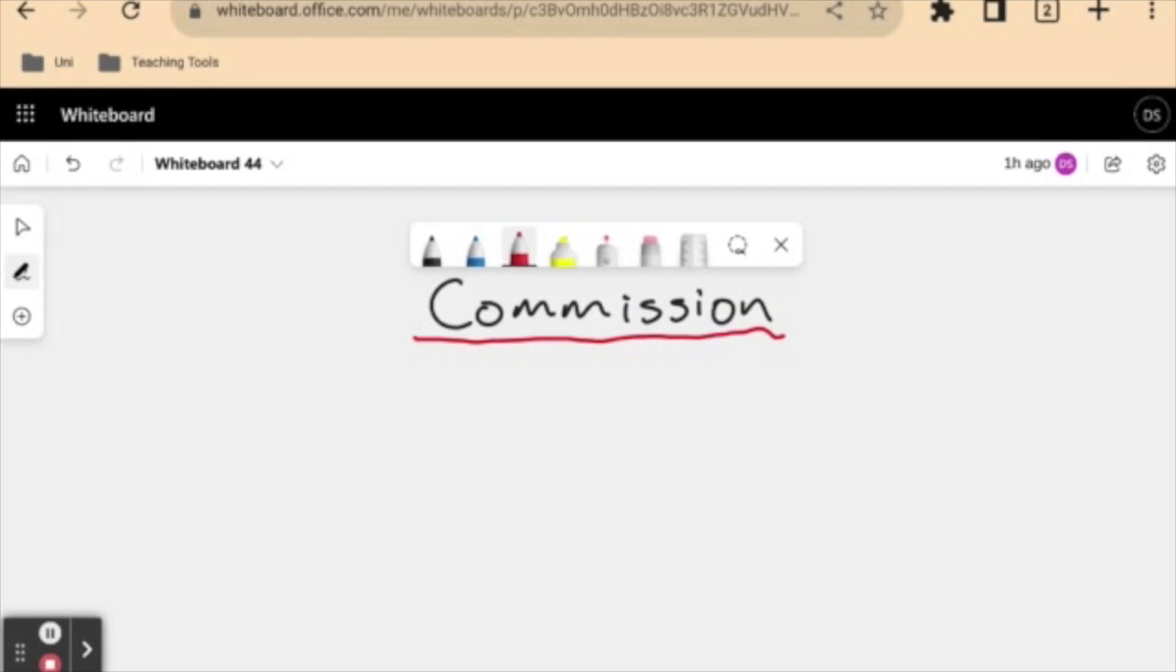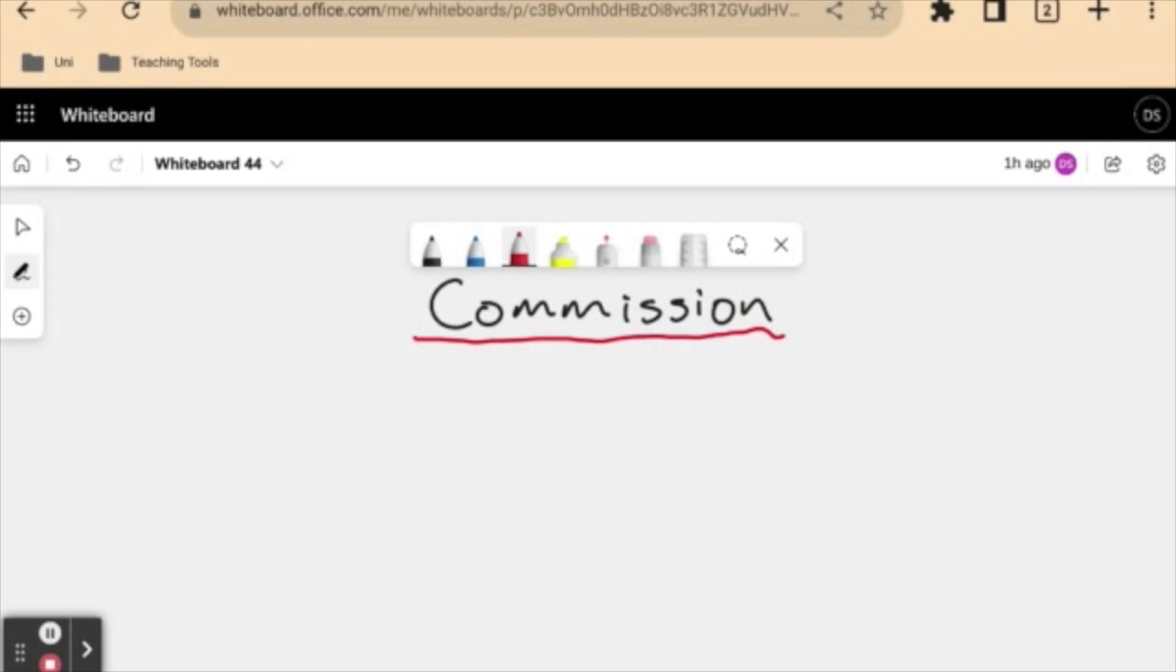So today we're going to be looking at commission, and I'm going to give a little bit of an introduction into this. Sorry, there's a plane flying over, so you have to bear with me. But commission essentially deals with percentages. That's our first application of percentages.